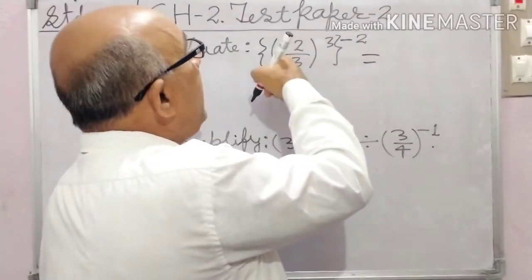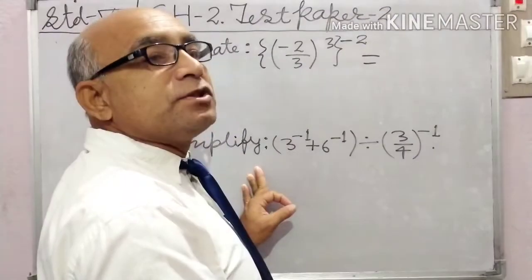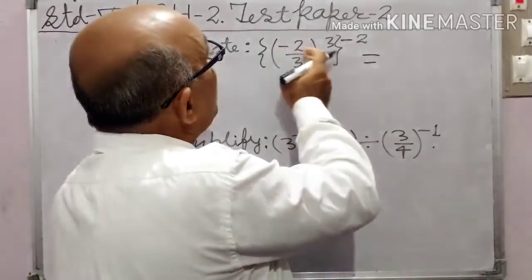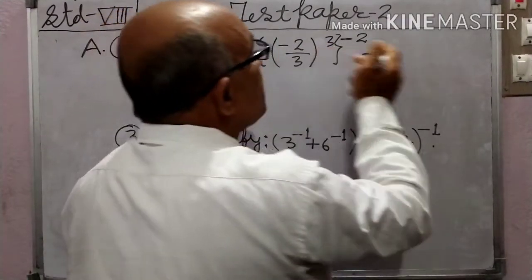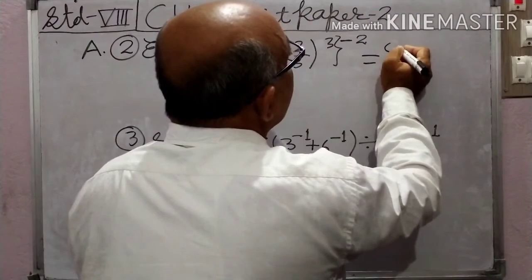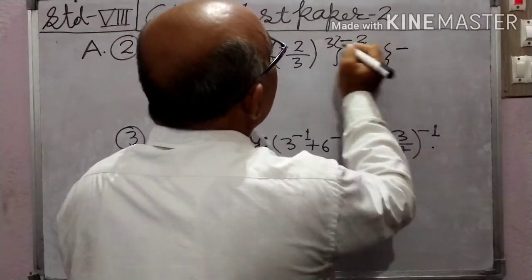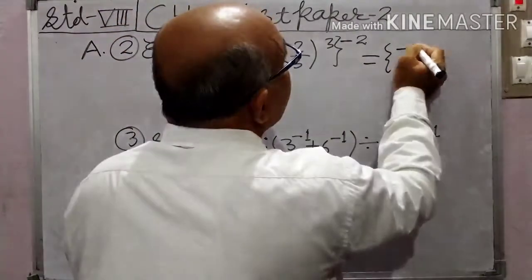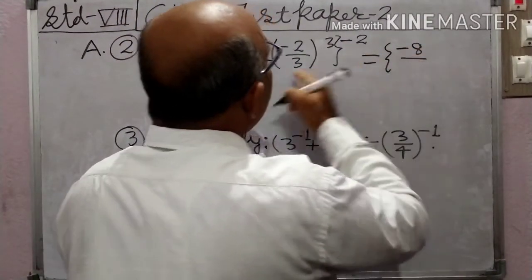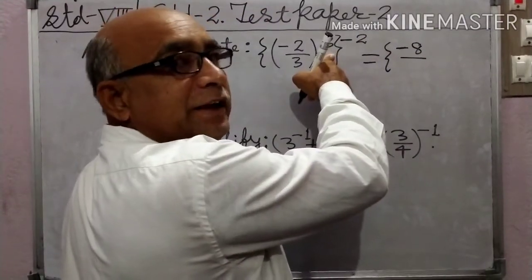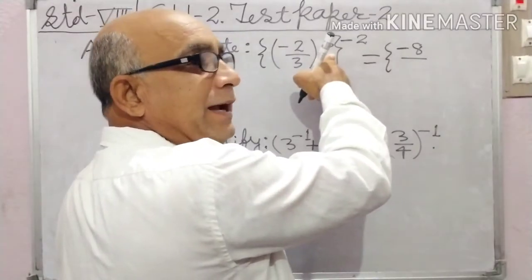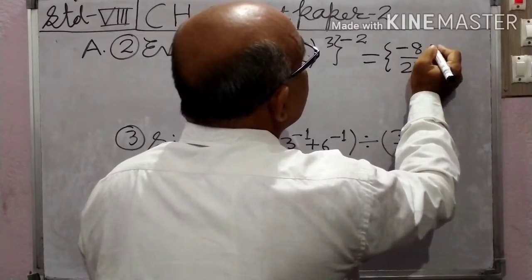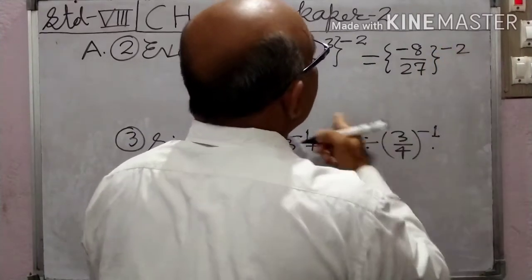(-2)^3 means -2 into -2 into -2. Here the power of a negative number is odd, so the result is negative. And 2^3 is 2 into 2 into 2: 2 twos are 4, 4 twos are 8. Then 3^3 is 3 into 3 into 3: 3 threes are 9 and 9 threes are 27. So we get (-8/27) to the power -2.